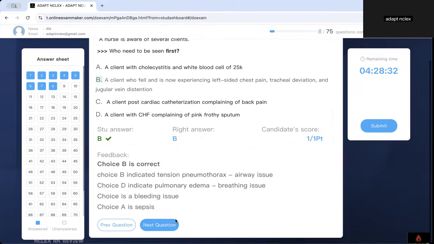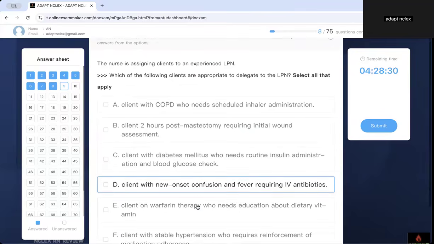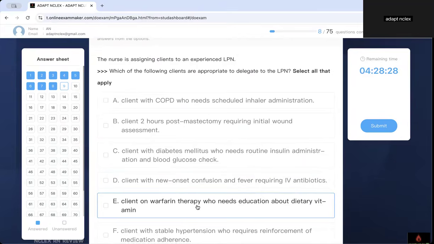And I know you got it. And then it's assigning what? Client to an experienced LPN. This is LPN assignment, delegation. We're now on delegation, part of management. Good. Who would you give it to?